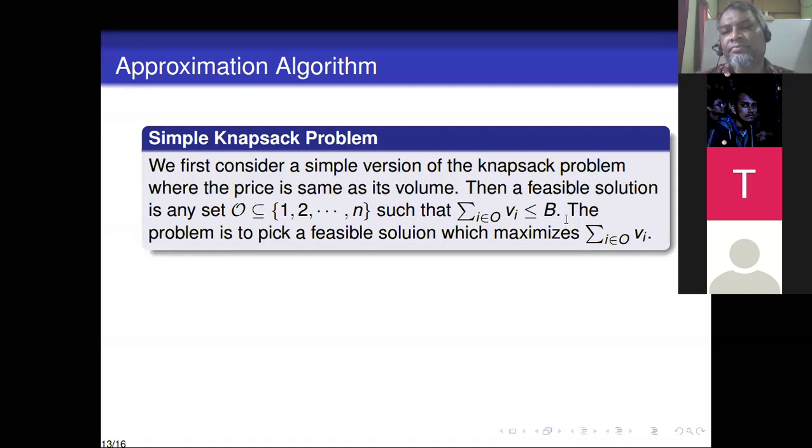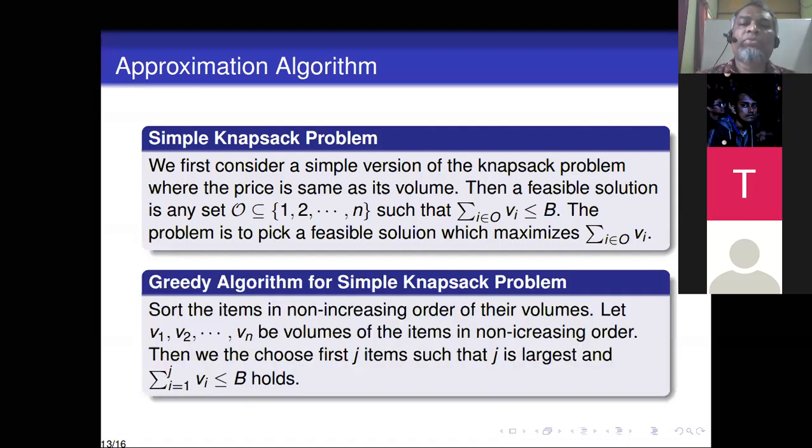Yes, sir. So here volume and price are actually the same entity. We are considering this as a very simple version of this knapsack problem. Now we devise a greedy algorithm. We devise a greedy algorithm for the simple knapsack problem.